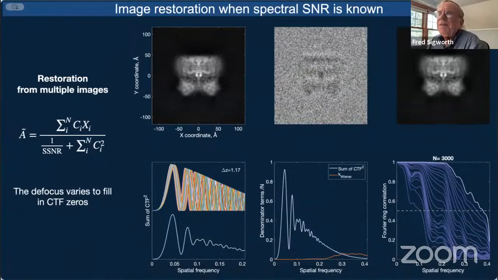Okay, is that cool? So this is restoring an original signal from a very noisy, CTF modified set of images.